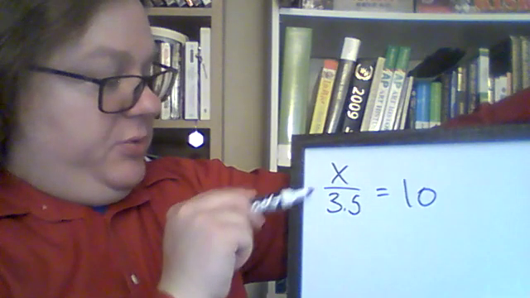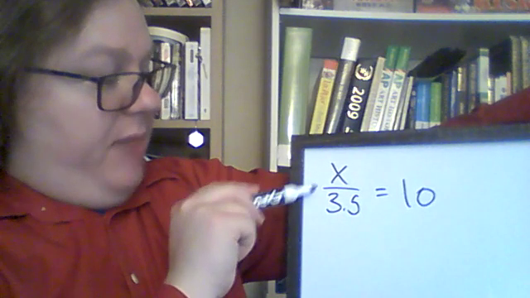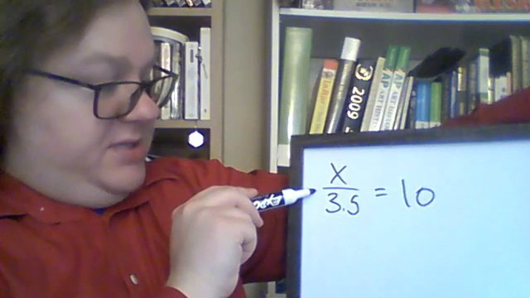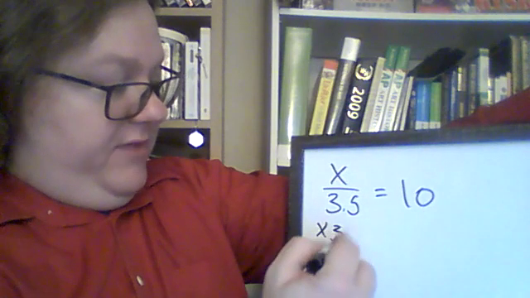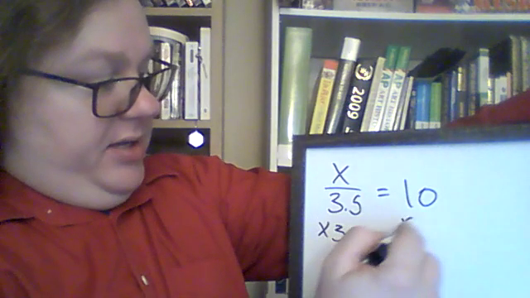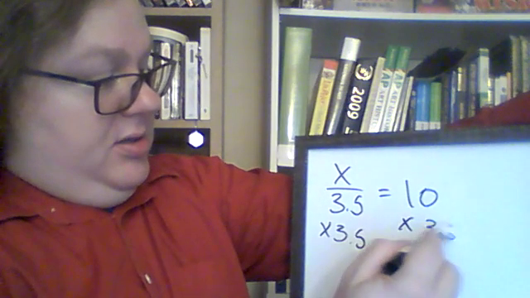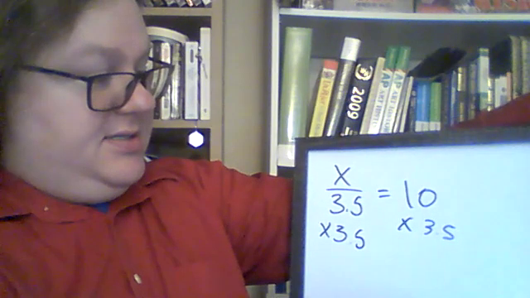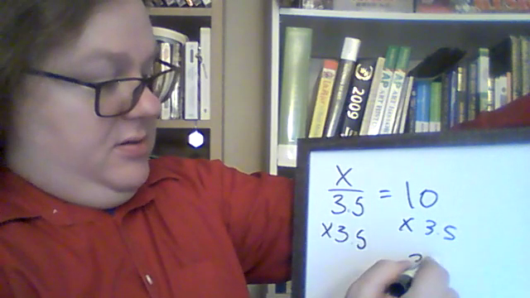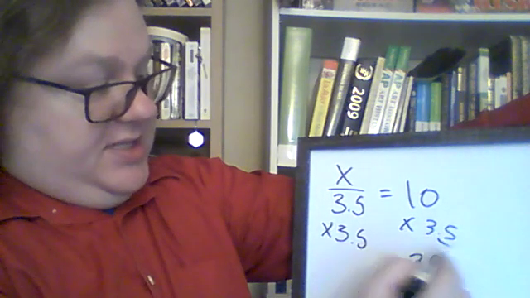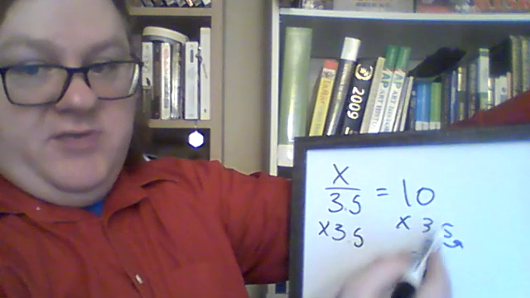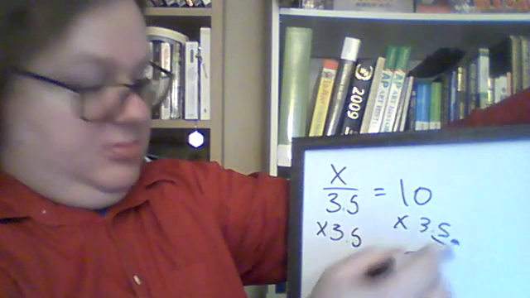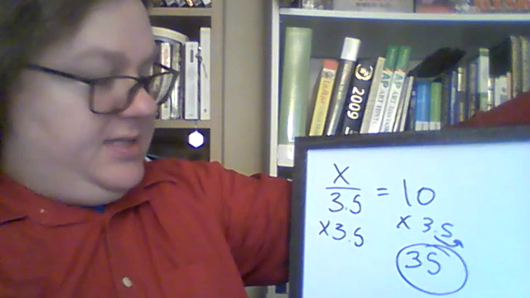So if we're going to get rid of the 3.5, we have to do the opposite to it, whatever's happening. The opposite of division is multiplication. So we multiply by 3.5, multiply by 3.5, and 3.5 times 10 is 35. Because we just move this decimal over 1 point. When you multiply by a 10, you can just move a decimal over, and that's how you get the answer. So x equals 35.